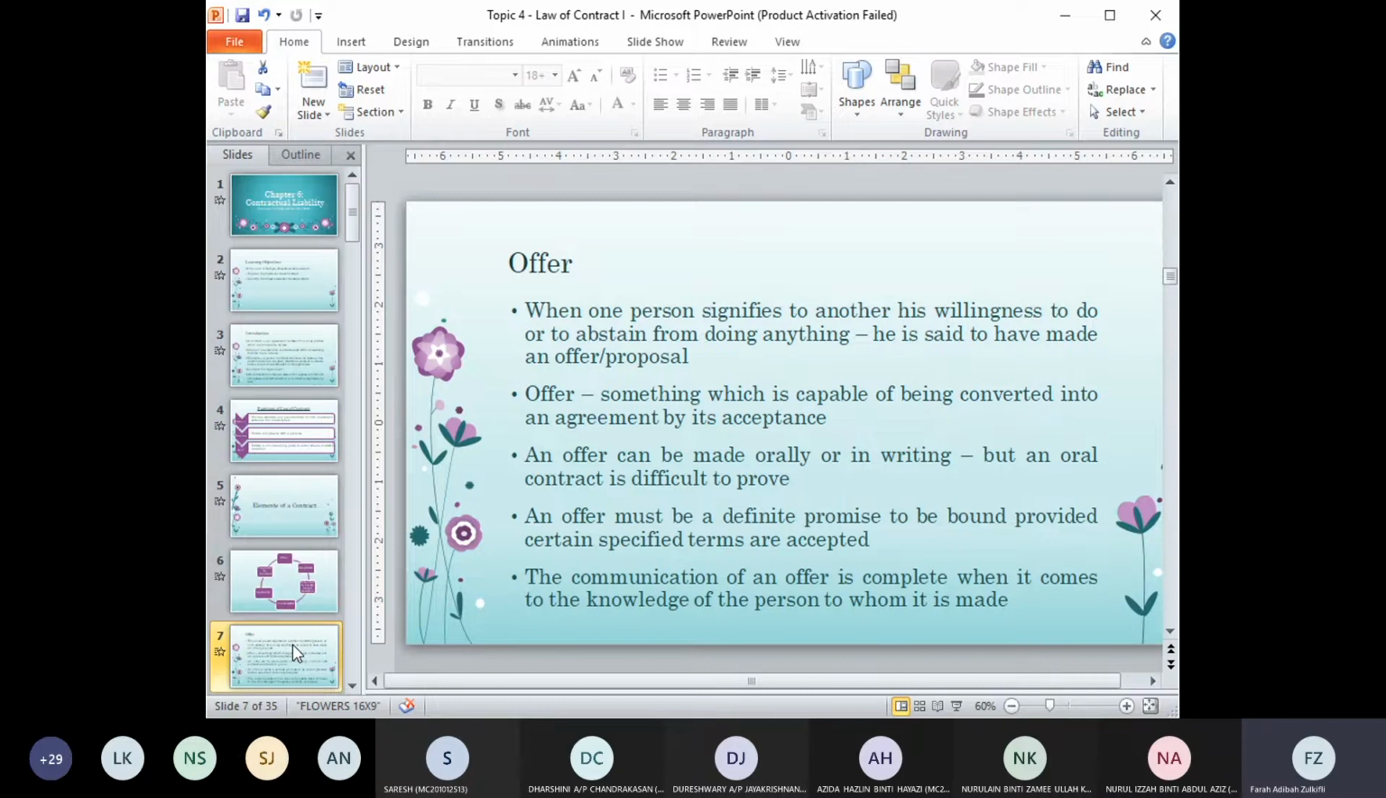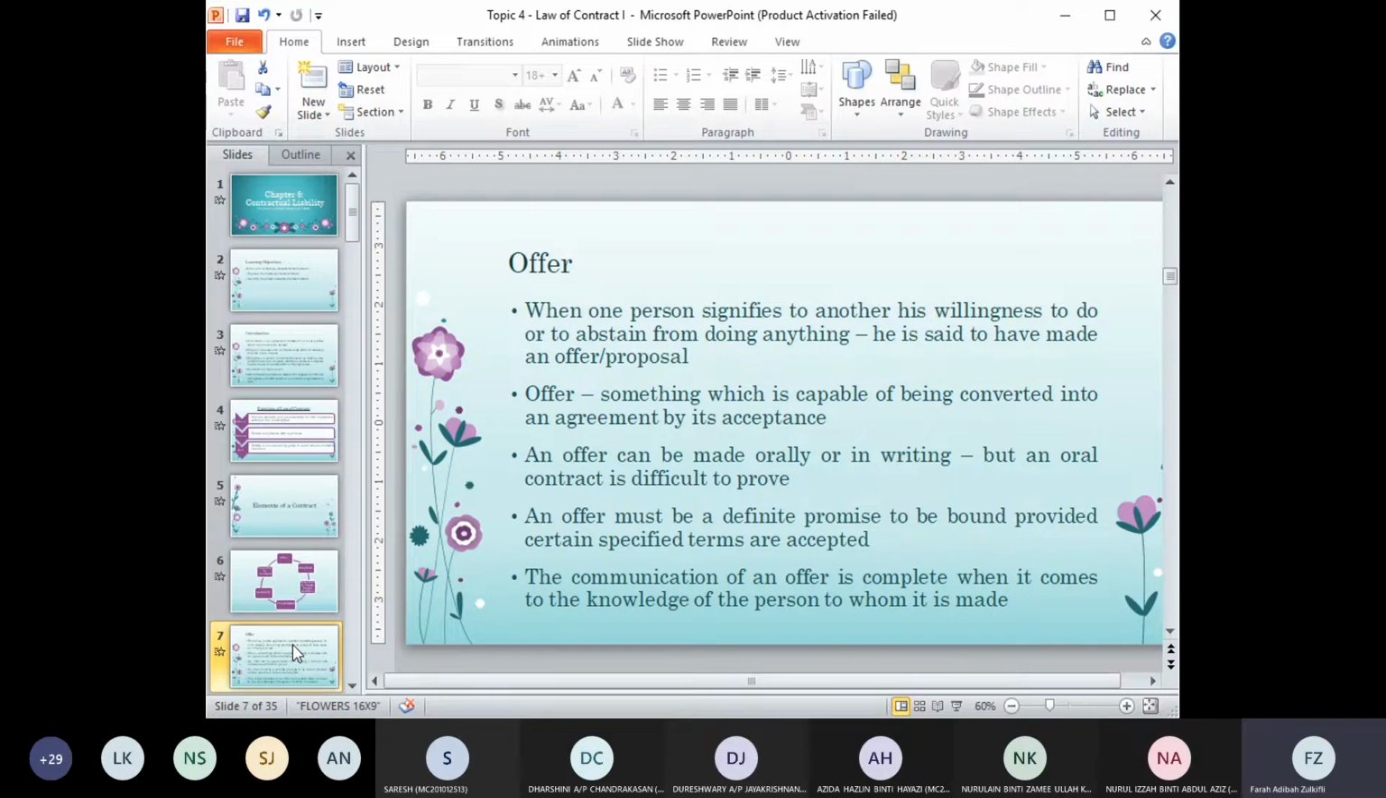So when we talk about offer, it means that you have to offer to do something to someone else, to do something for someone else, then it will be an offer. If you are creating a contract to do something for yourself, it is not an offer, because offer must have at least 2 parties. Okay, so an offer is something which is capable of being converted into an agreement by its acceptance. So it must be made between at least 2 parties.